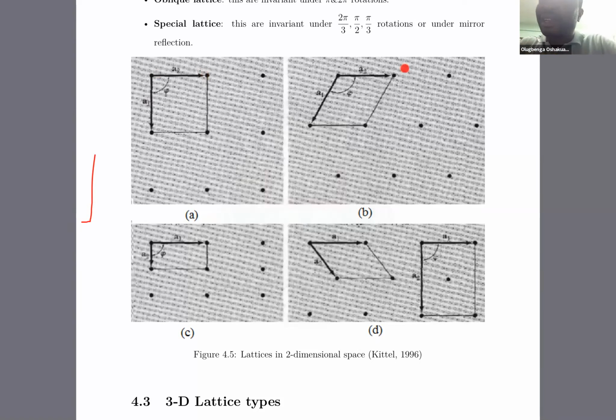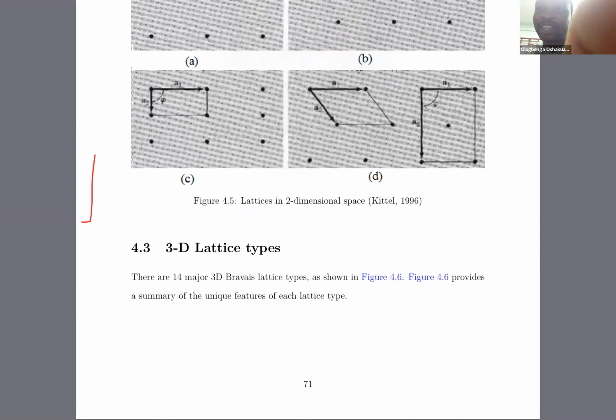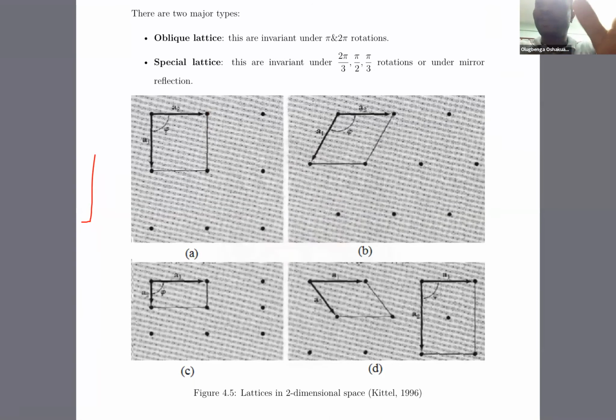This is A1, A2. One of the properties of a square lattice is that the angle between A1 and A2 will be 90 degrees. Same with rectangular. But for some other special lattices, the angle would not be 90 degrees. In 2D lattices, there are a lot of variants we can create with the 2D lattice types.